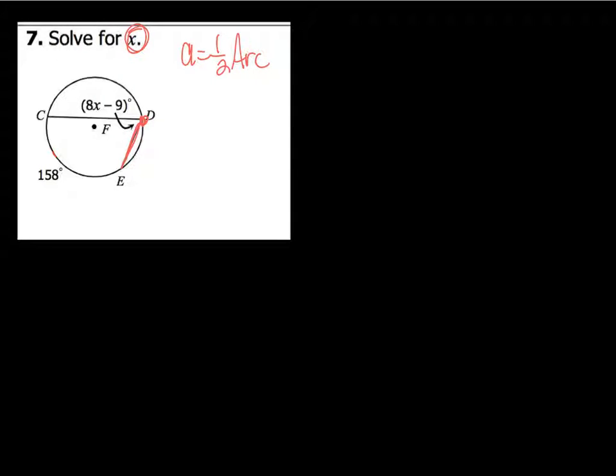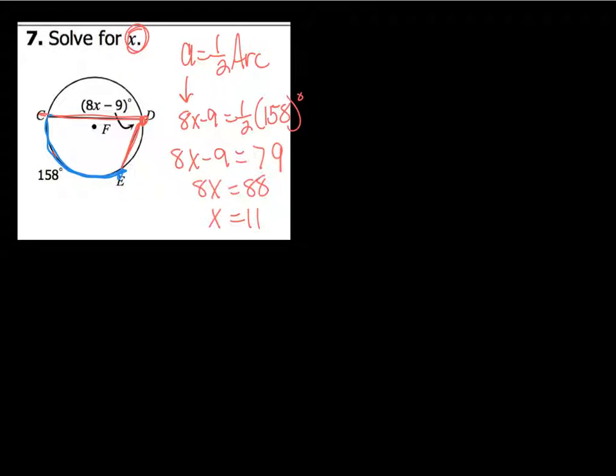I am going to extend the sides so that I can see the intercepted arc that lies between the endpoints. So now let me go ahead and fill in the given information. The angle now is not a number, it is an expression. 8x minus 9 is equal to 1/2 of the arc, which is 158 degrees. So 8x minus 9 is equal to 79. We solve for x, and x is equal to 11.